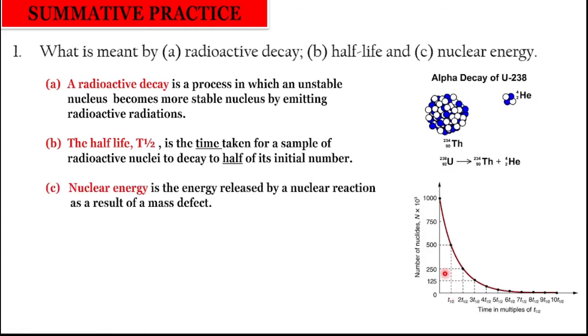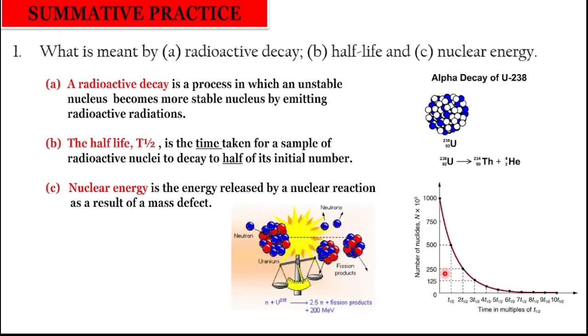Okay, next last, dia nak tanya what is nuclear energy. So nuclear energy is the energy released by a nuclear reaction as a result of a mass defect. So according to Einstein, the mass defect will be converted to nuclear energy. So the formula, the magnitude of nuclear energy E equals mc square. This is because the total mass after reaction is always less than the total mass before reaction. So the mass defect is converted to nuclear energy.